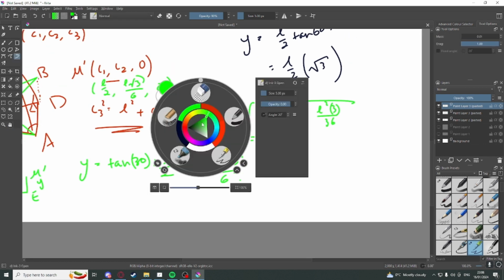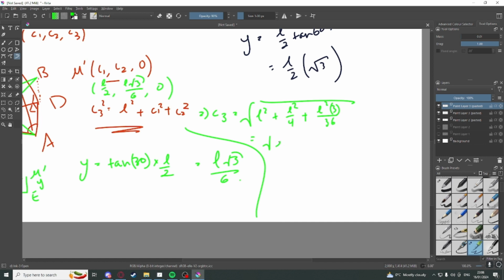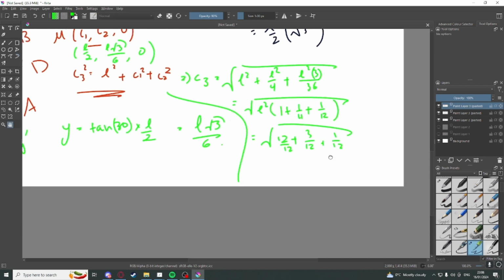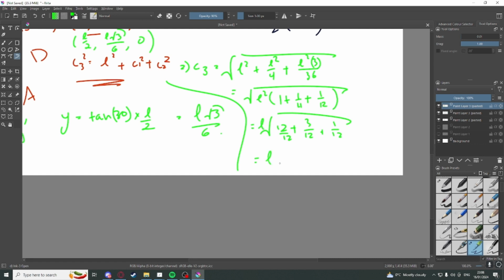and then what this would equal, let me just separate this actually, the square root of L squared, 1 plus 1 over 4, 1 over 4 plus 1 over 12. Okay, and then this would simplify to 3 over 12 plus 1 over 12, with an L outside, L square root of 16 over 12, 4 over 3, so this would be 2L over root 3. Okay.